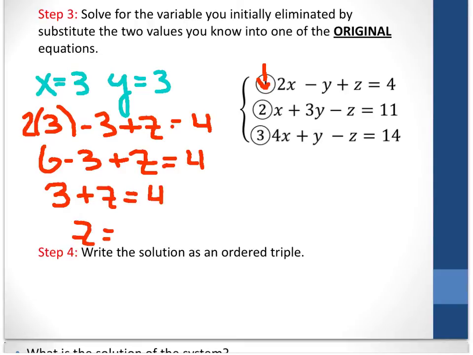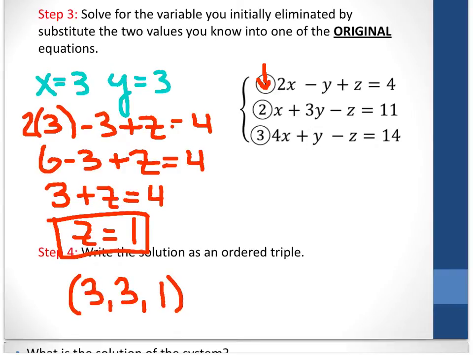So z is going to be 1. Fantastic, I've found all of my 3 unknowns, and I'm going to write my solution as an ordered triple. That was 3, 3, 1. That's x, y, z. And now what you should, of course, do is take what we just found and plug it into each of the equations to make sure that we solved it correctly. It has to work for all 3.